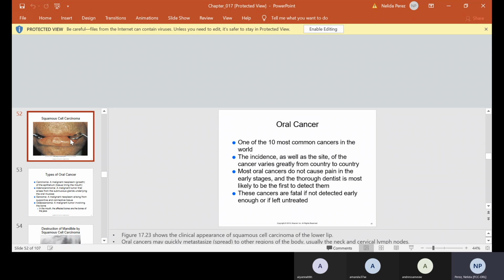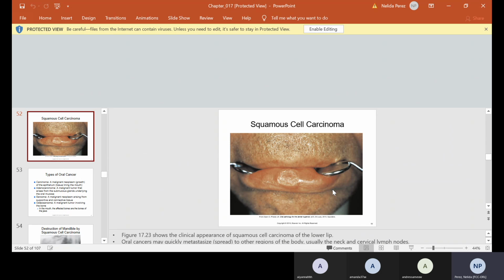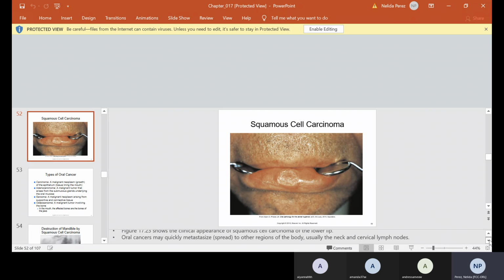Here is a picture of what's called squamous cell carcinoma. Okay, it's on the lower lip. Here it is where my arrow is. These types of cancers can quickly metastasize. That means spread to other regions of the body, usually the neck and the cervical lymph nodes. So anytime you see something that you're not quite sure of, you have to make sure it gets checked, okay?